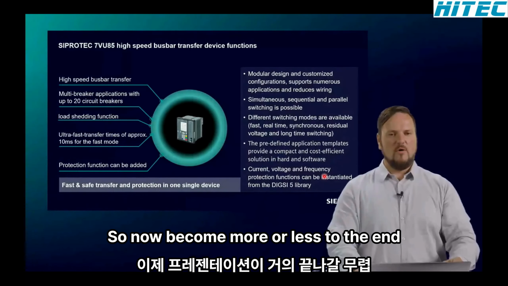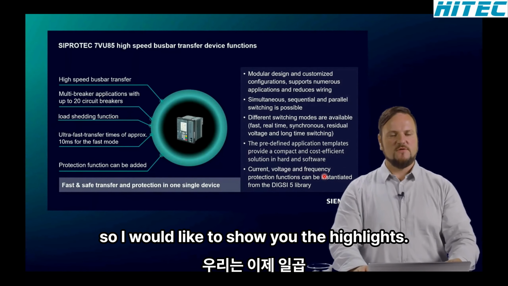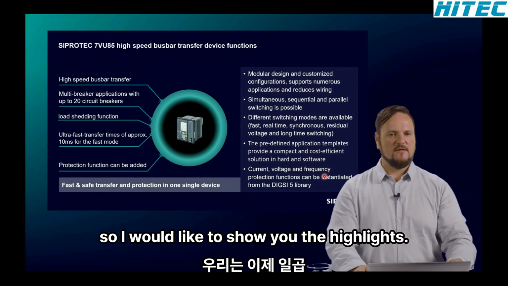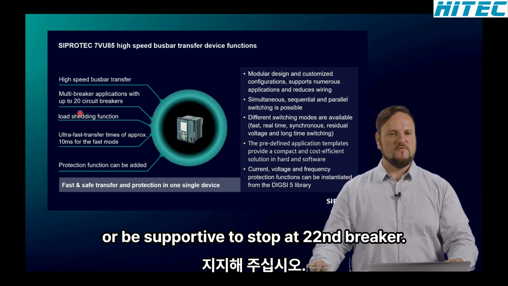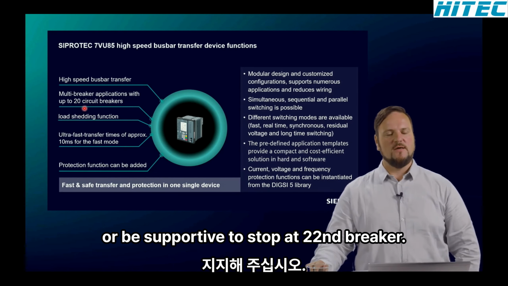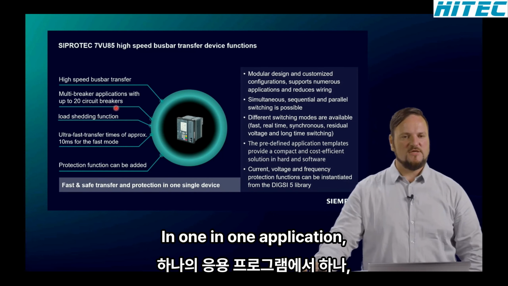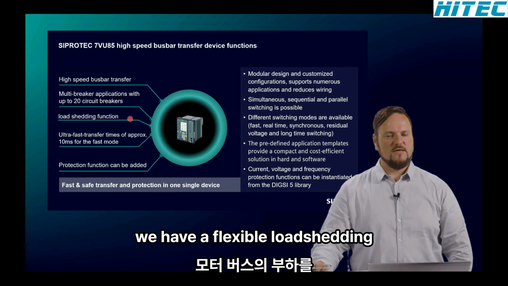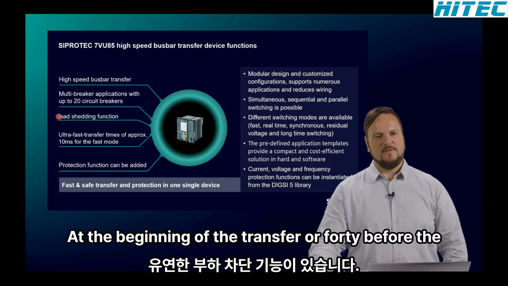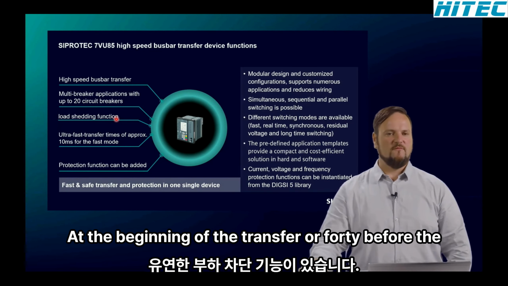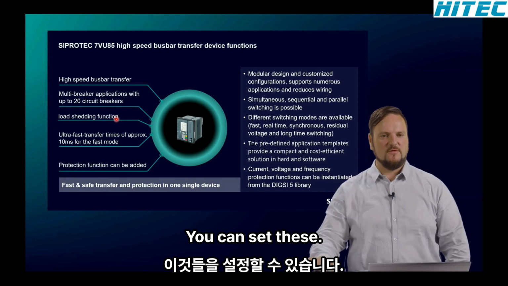So now we come more or less to the end of my presentation. I would like to show you the highlights. We have the functionality now implemented in a 7VU. We support up to 20 circuit breakers in one application. We have a flexible load shedding where you can set the load on the motor bus at the beginning of the transfer or shortly before the transfer. This is very flexible.